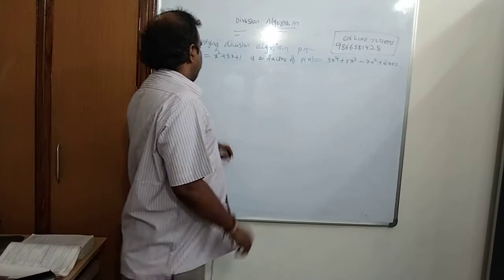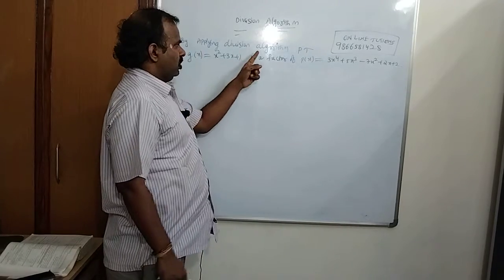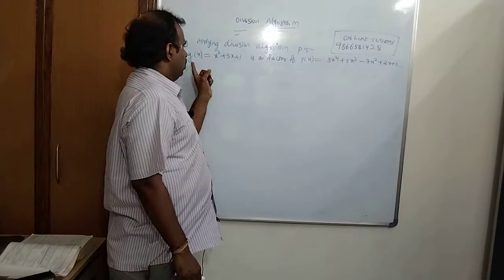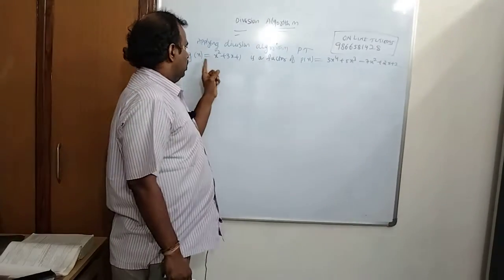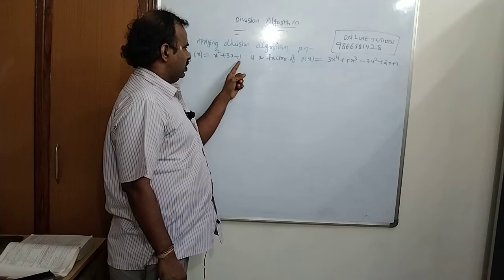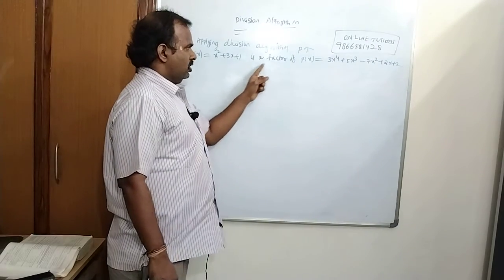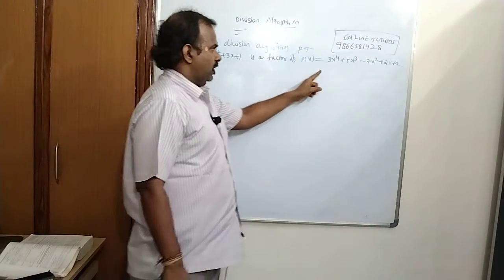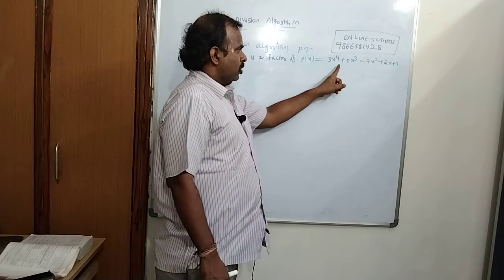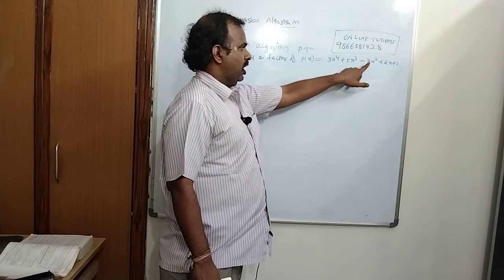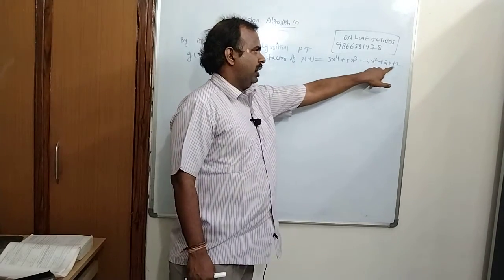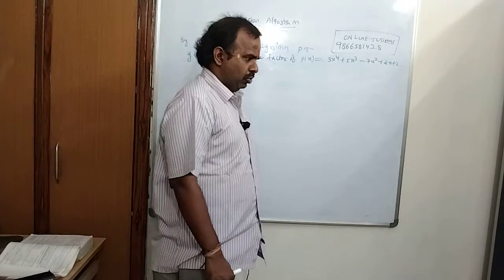Now the next problem: by applying the division algorithm, prove that g of x is equal to x square plus 3x plus 1 is a factor of p of x is equal to 3x power 4 plus 5x cube minus 7x square plus 2x plus 2.